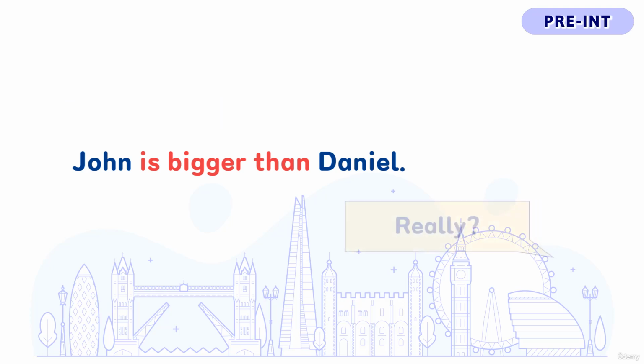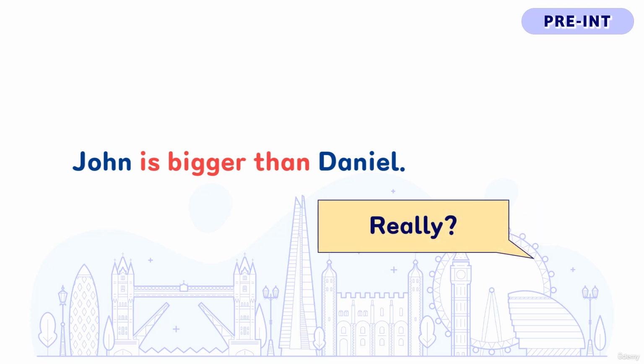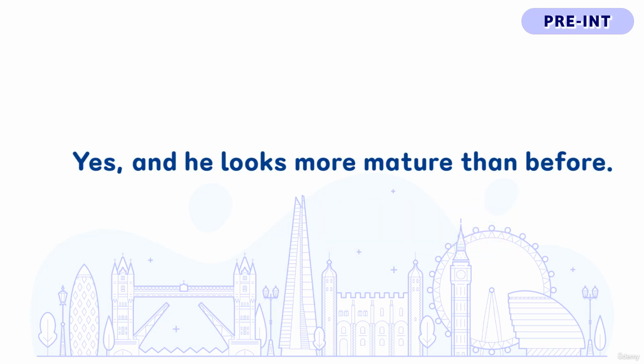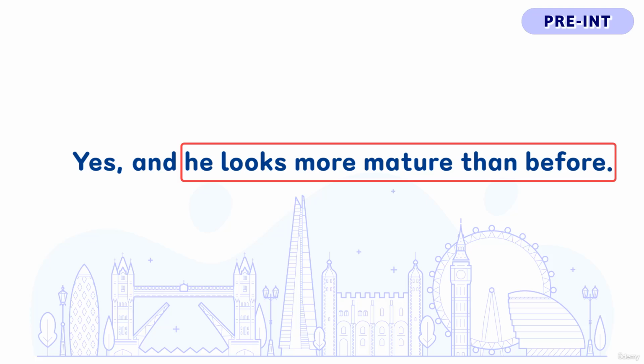In this dialogue, person A then said, "Really?" to show surprise at what the other person said. And then after that, person B said this. "Yes, and he looks more mature than before." Yes, and he looks more mature than before. Now, we're going to focus on this part, so let's remove the first part.